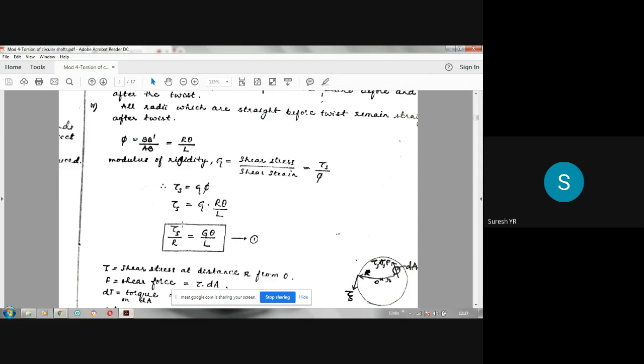Tau s is the maximum shear stress at the boundary of the shaft. R is the radius of the shaft. G is the shear modulus. Theta is the angle of twist. L is the length of the shaft.